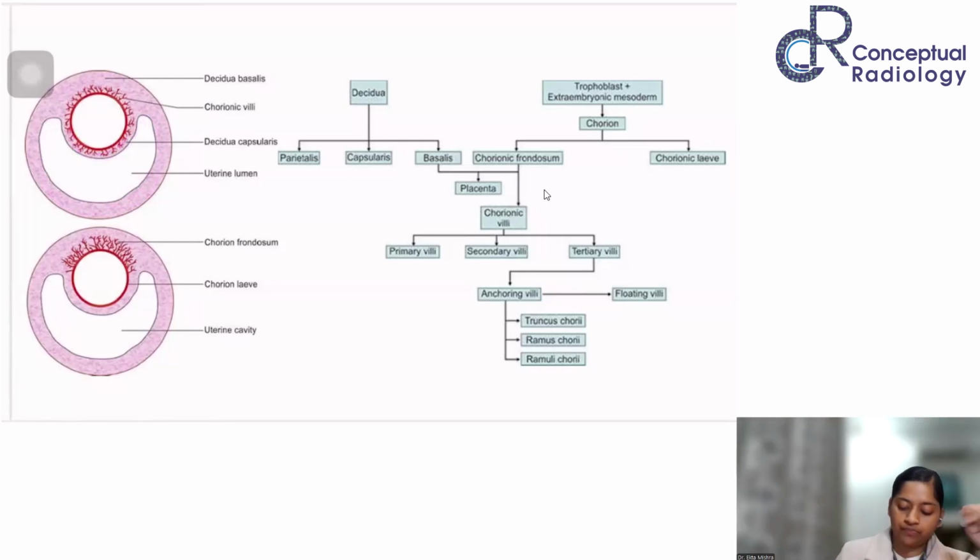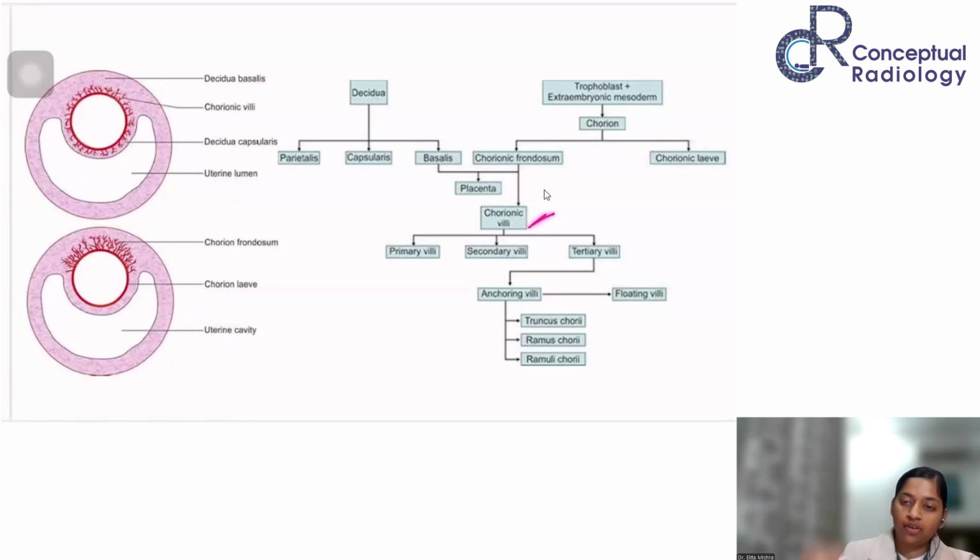Then decidua basalis along with the chorionic frondosum will develop the placenta. Chorionic frondosum is the one which will form the chorionic villi. This area which is going to participate in the formation of placenta is known as the chorionic frondosum. The rest will wipe out the other half which is not participating in placenta formation, and now it is known as the smooth chorion or chorionic laeve.